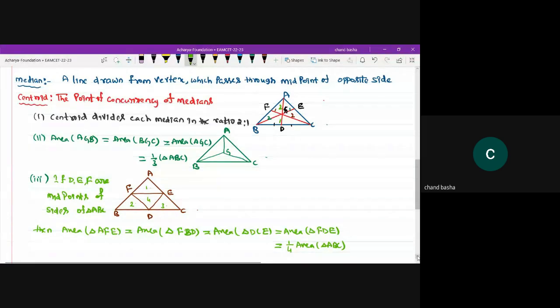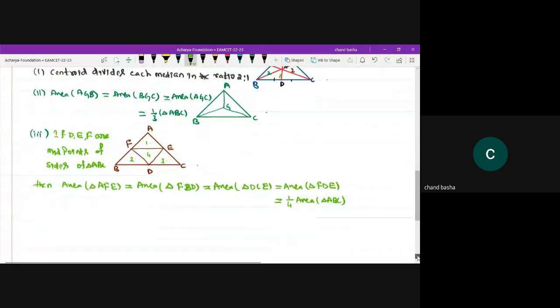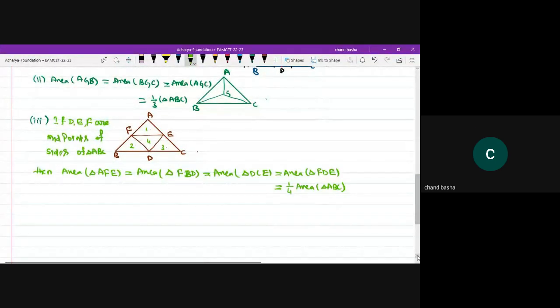The centroid of the triangle ABC. Whenever you are having any doubts while class is going on, you can raise your hands and discuss your doubts, please, no problem. Ask your doubts.